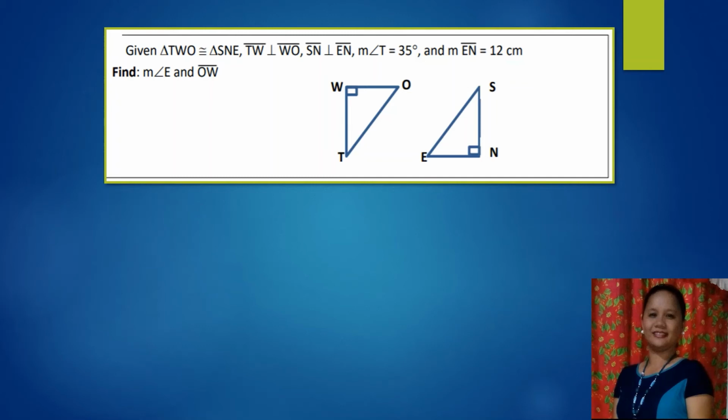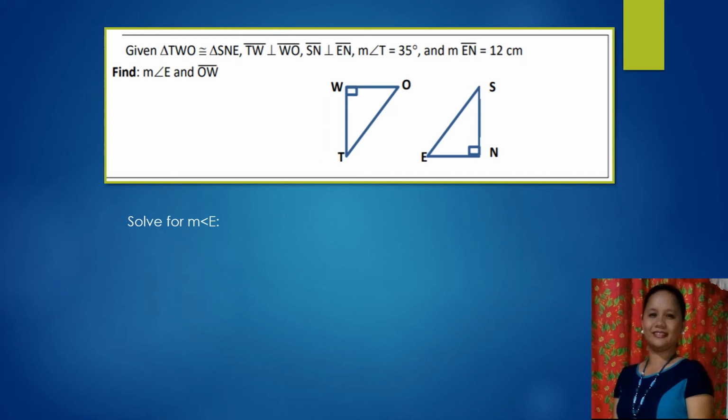Now, since the two triangles are congruent, we can conclude that segment WO is congruent to segment NE, segment WT is congruent to segment NS, segment TO is congruent to segment SE, and then angle O is congruent to angle E, and angle T is congruent to angle S. So we have to find measure angle E and the length of segment OW. Now since angle E and angle O are congruent, we have to solve first for the measure of O for us to solve for measure of angle E.